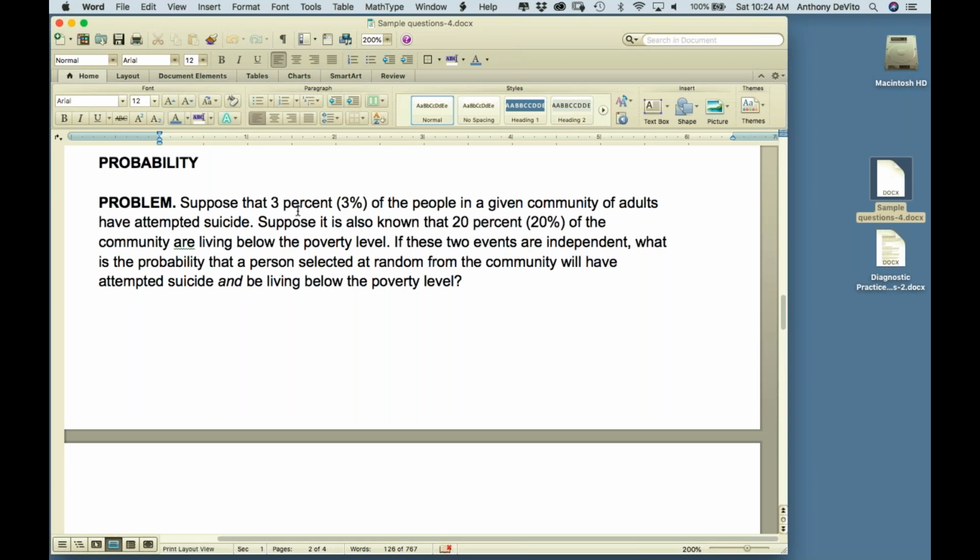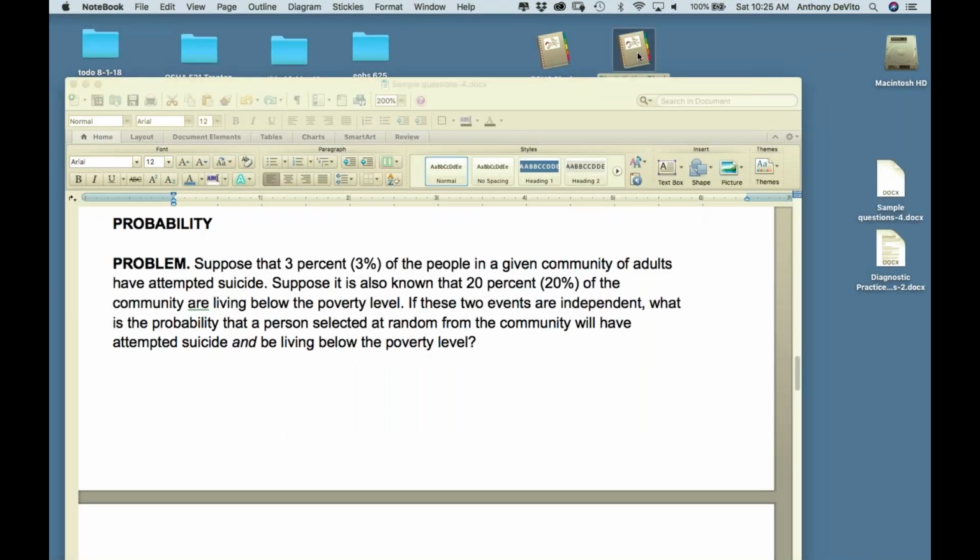Now, what if I told you that they weren't independent? That being under the poverty level makes it more likely that you attempted suicide. Well, then you can't multiply these to get the result, because one has an influence on the other. It's not completely independent. One of the ways you could test that is, for instance, in this case, remember we just said that it was, let me see if I can get a marker up here. Better yet, I'll get this sheet here.